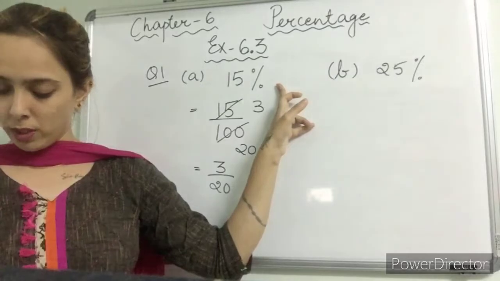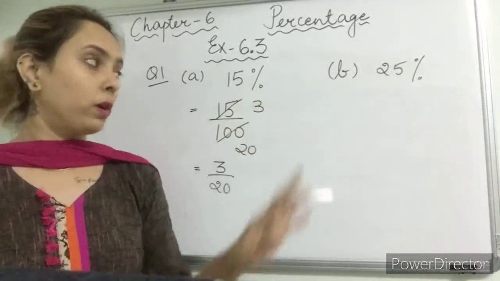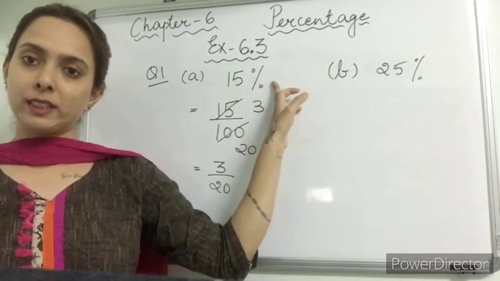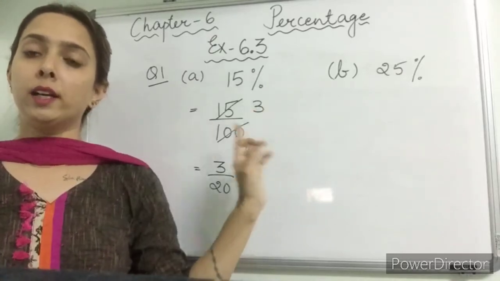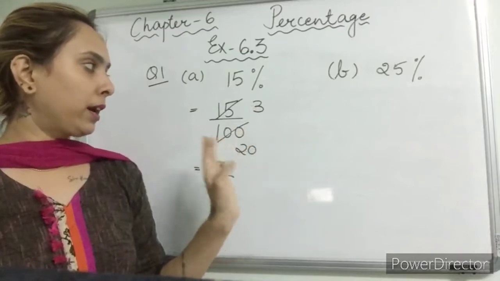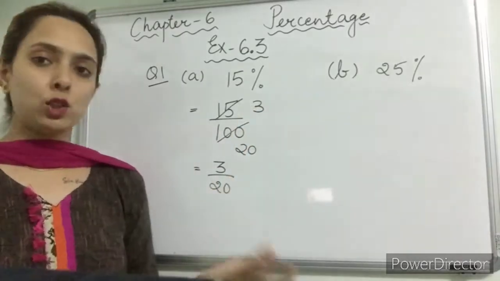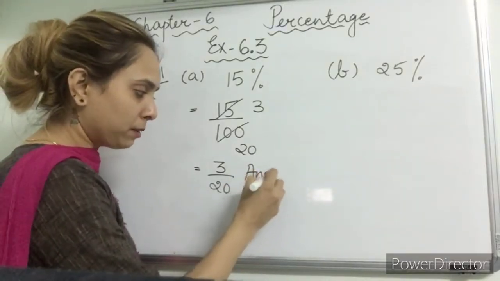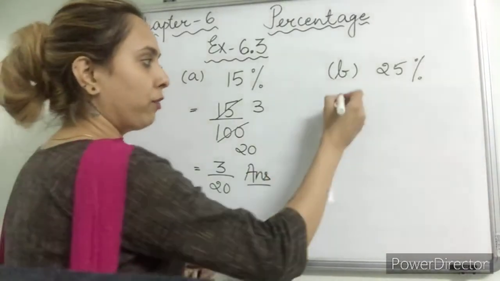15%. The question is convert each of the following percent into fraction and its lowest form. So 15%. If I remove the sign of percent, I will always write the denominator as 100. So 15 upon 100. Now I have reduced it into its lowest form. 3 upon 20 is not further divisible by any same number. This is the answer. Next is 25.